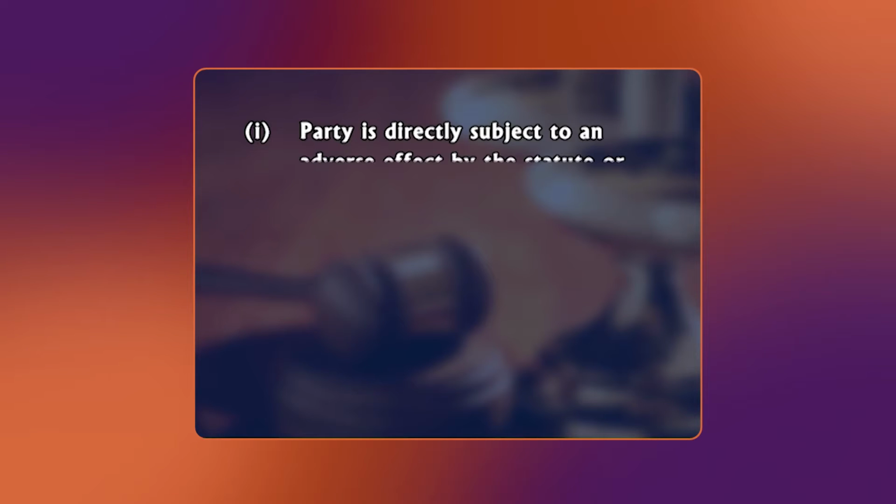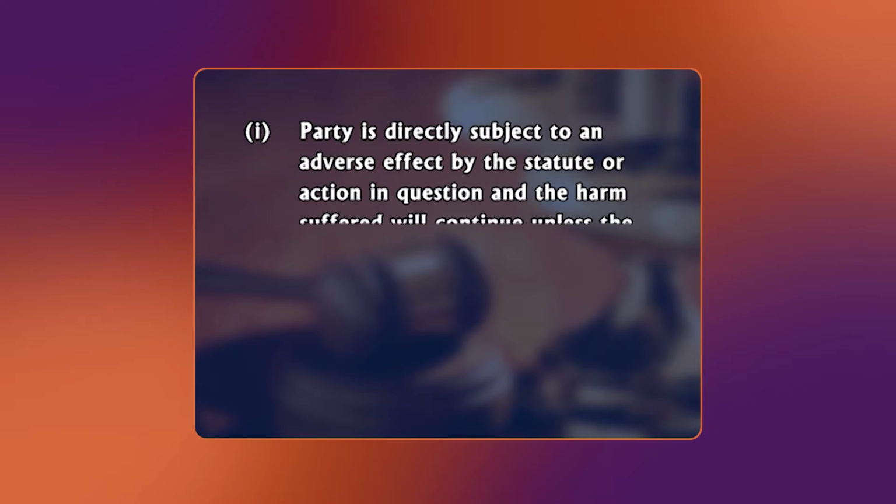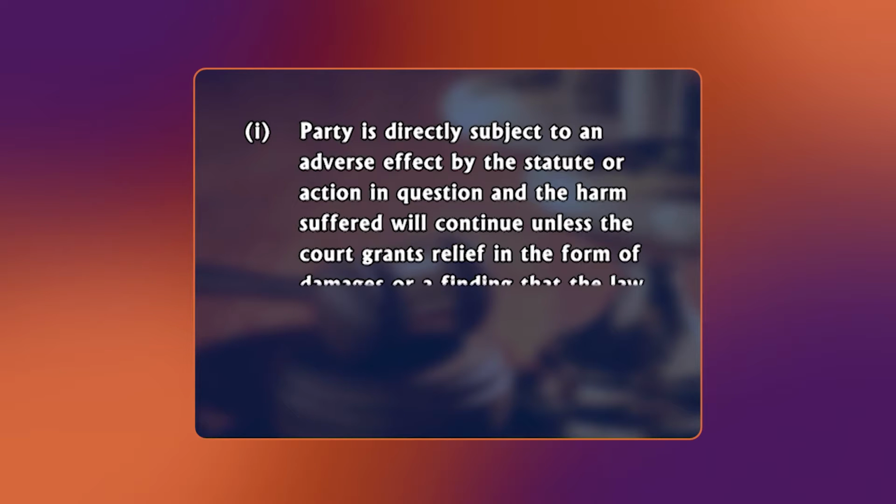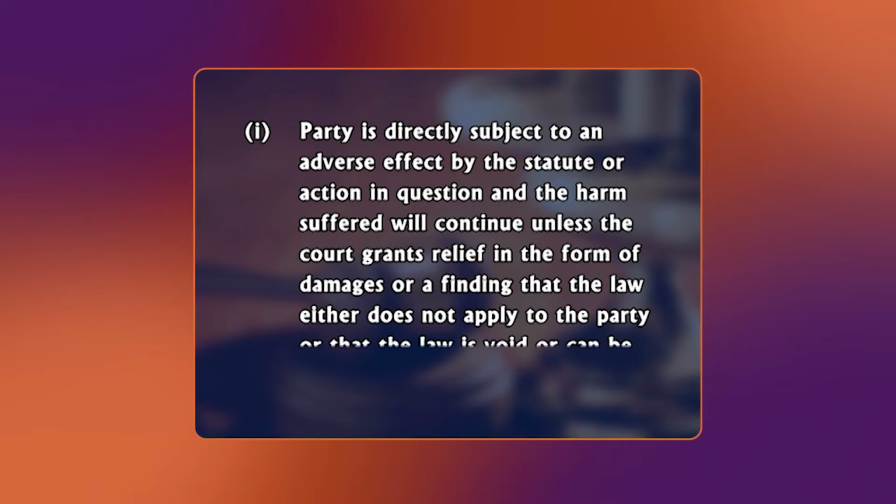Number 1. The party is directly subject to an adverse effect by the statute or action in question, and the harm suffered will continue unless the court grants relief in the form of damages or a finding that the law either does not apply to the party or that the law is void or can be nullified. This is called the something to lose doctrine, in which the party has standing because they will directly be harmed by the conditions for which they are asking the court for relief.